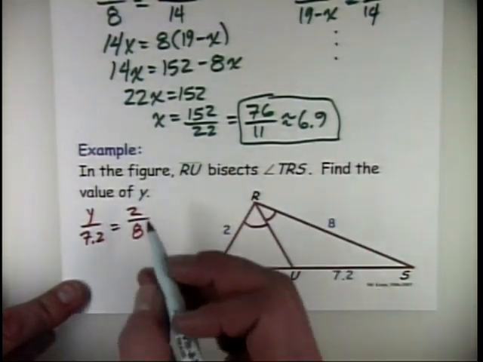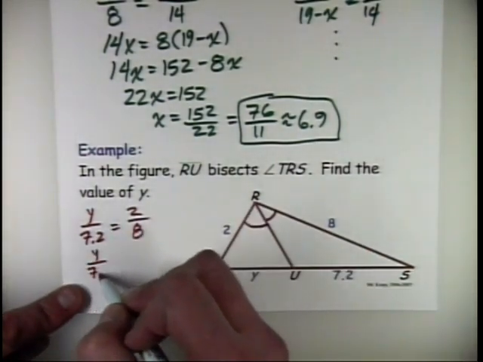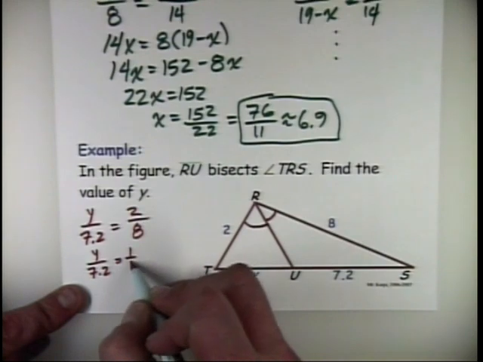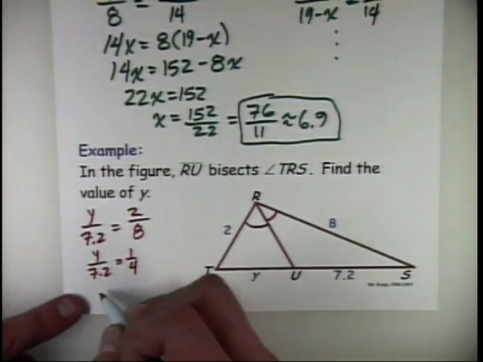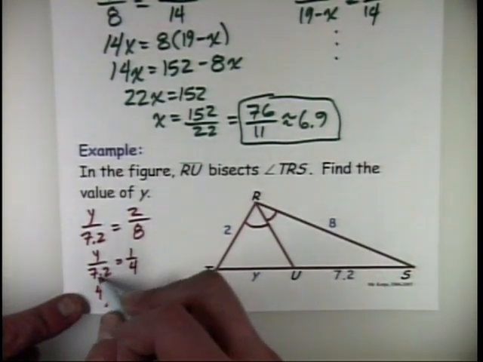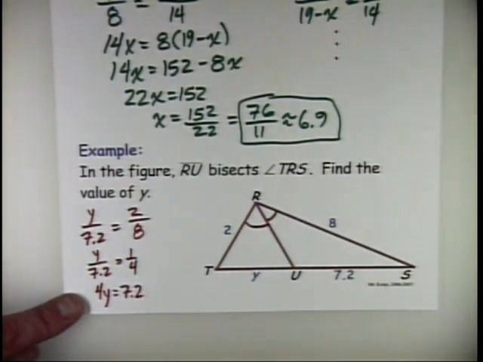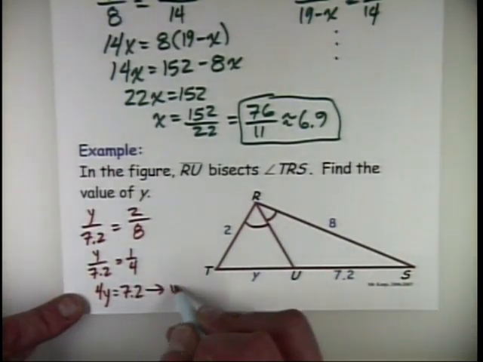And in this case, I can simplify. So I get y is to 7.2 as 2/8, which is 1/4. Now I'll cross multiply, and I get 4y equals 7.2 times 1, which is 7.2. Dividing by 4, I get y equals 7.2 divided by 4.